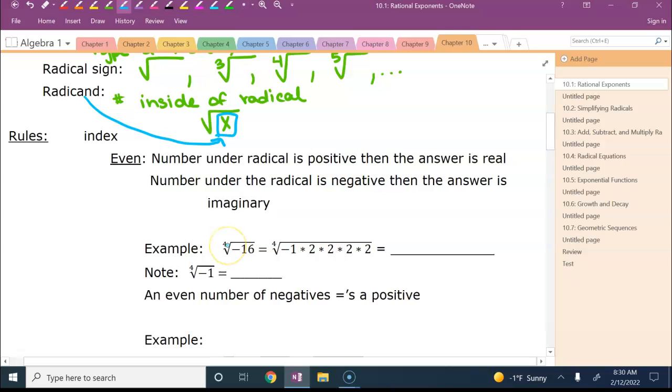If I was trying to do the 4th root, because that's an even root, of something like this, negative 16, think about your multiplication rules. If you take a negative times a negative, you always get a positive. So if I'm taking something times itself an even amount of times, whether it's positive or negative, my answer should always end up being positive.